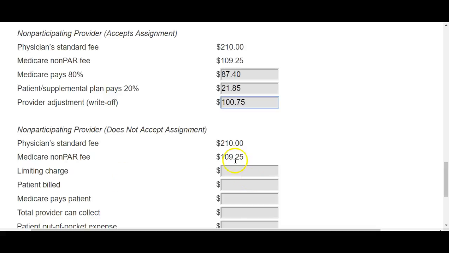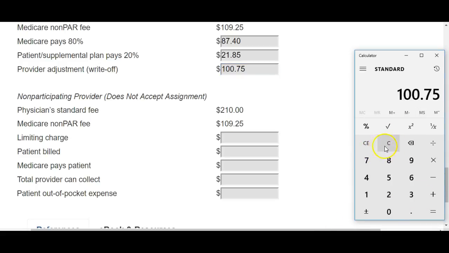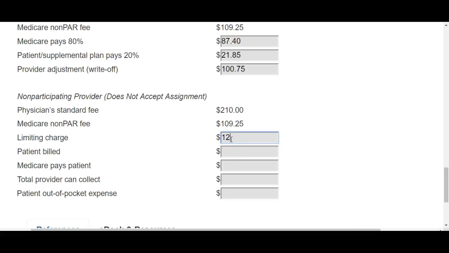Okay, so this limiting charge we need to figure out first. So we need to figure out what 115% of $109.25 is. Okay. Clear. So 109.25 times 115%. Where's my percent? Is going to end up giving us $125.63. I know it should be 64, but just for ease, let's do 63. So 125.63. Okay. So that's the patient's limiting charge.